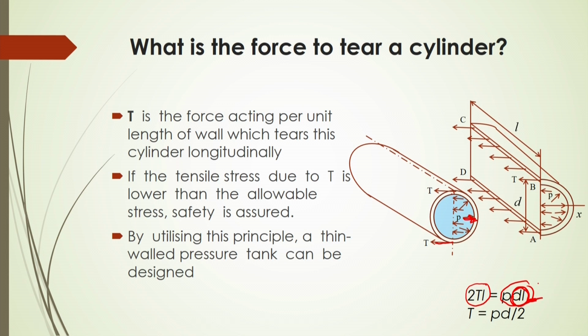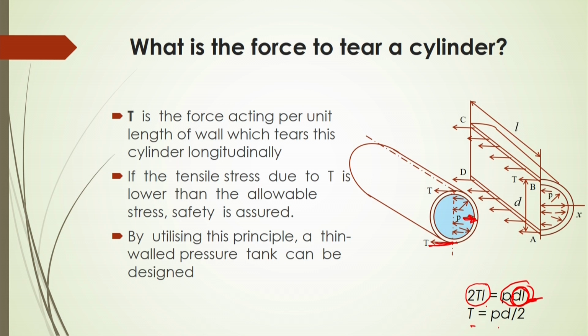So, the total force is this, whereas the force acting to tear this cylinder is T. So, T will be acting on this surface, which is 2 into L. Here in this 2 T into L, T is the force per unit length, and since T is acting over the length on both sides, it is 2 into T L.